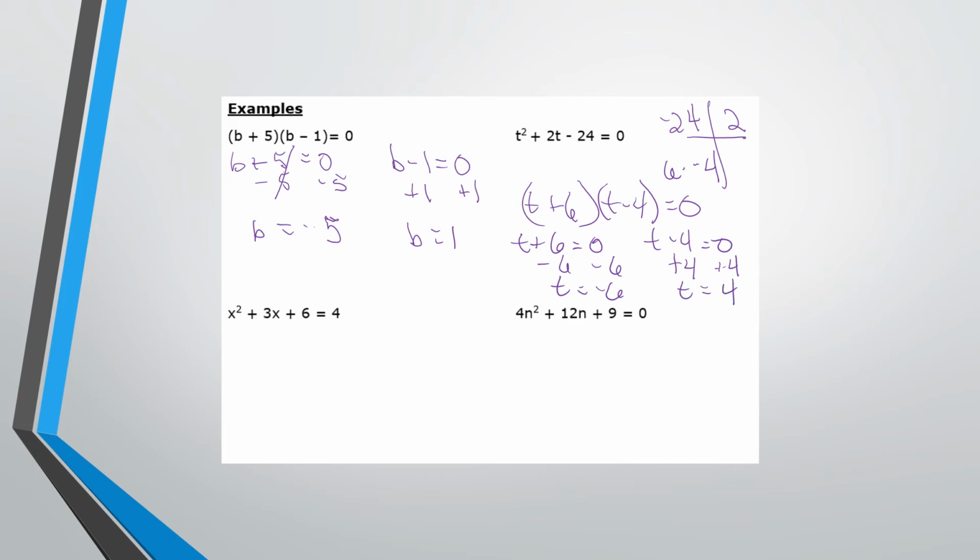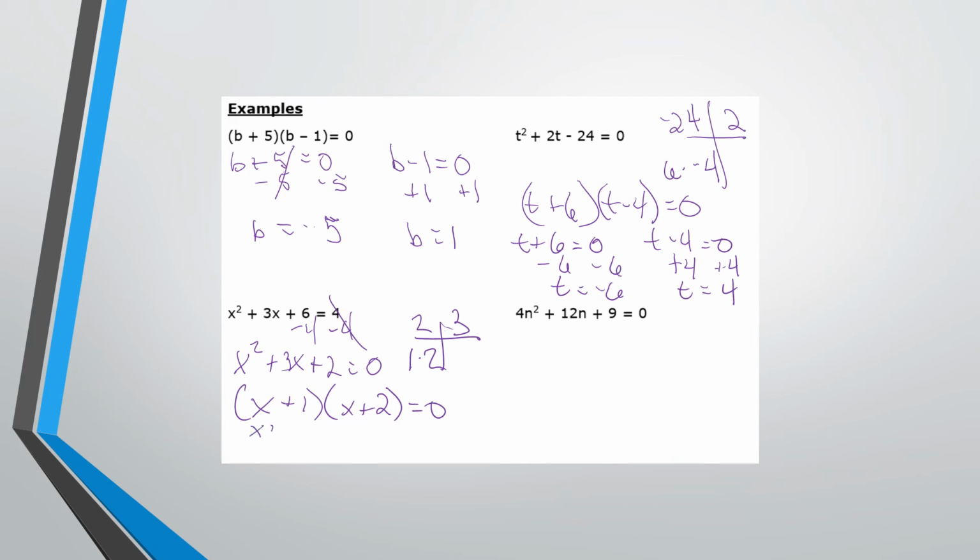Okay, this one I don't have 0 on the other side. First thing I need to do is bring everything over to the left. That cancels out, so I get x squared plus 3x plus 2 equals 0. So my AC is 2, and my b is 3. So I could do 1 times 2, so I get x plus 1 times x plus 2 equals 0.